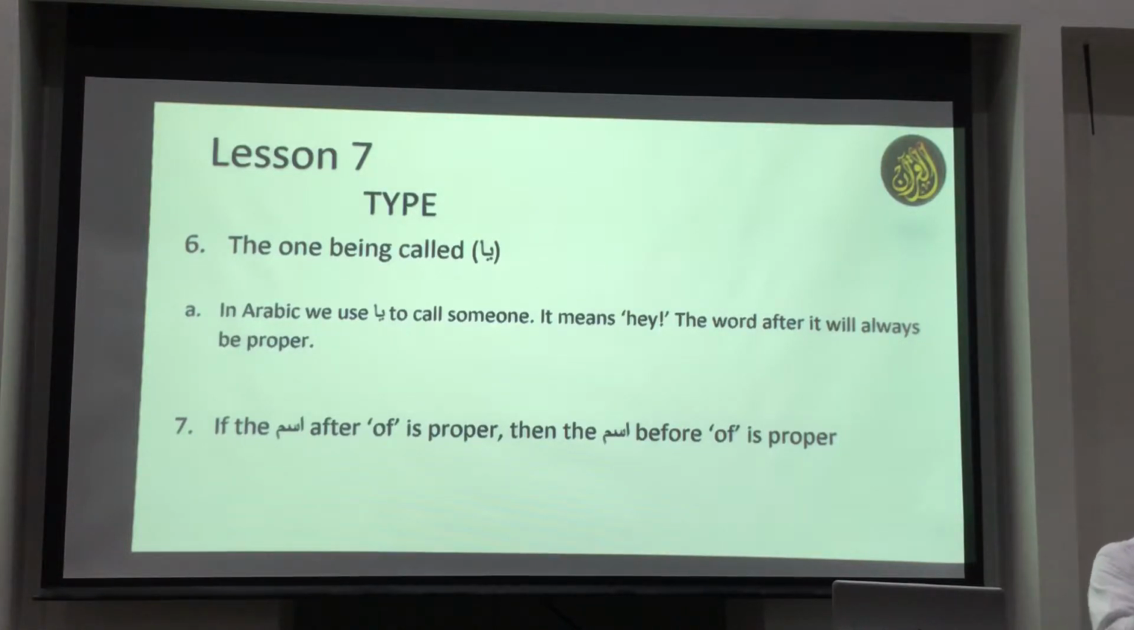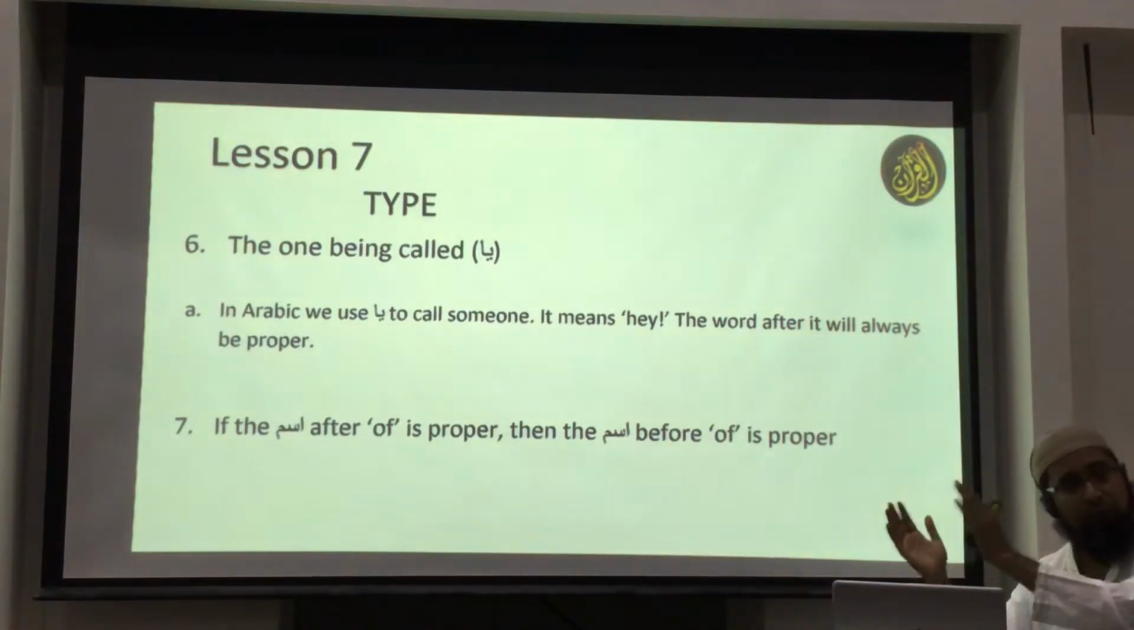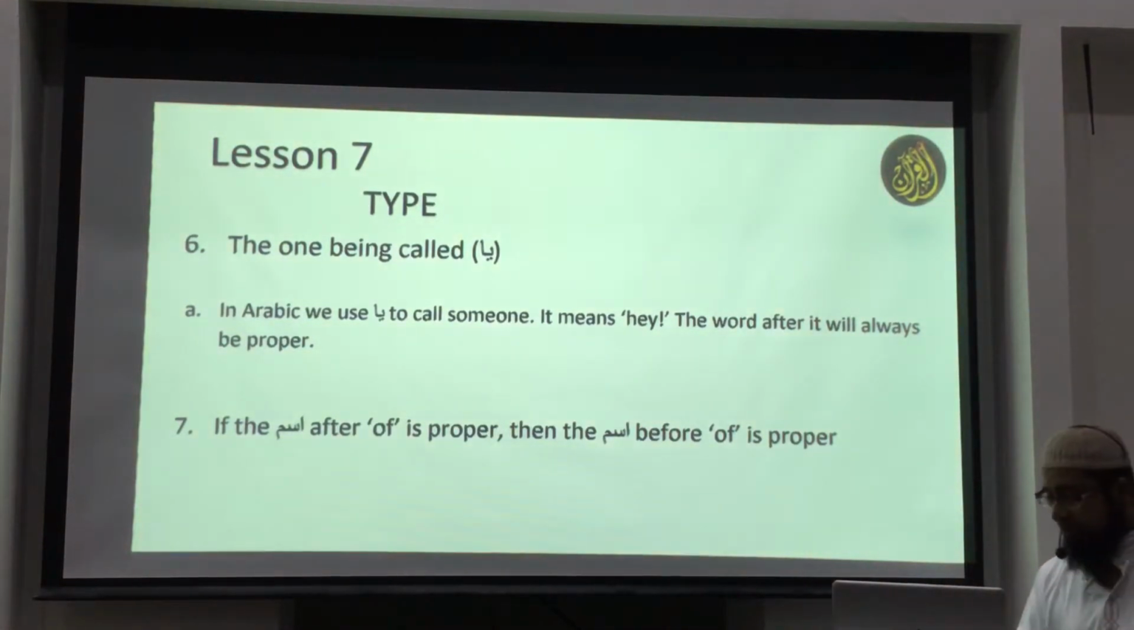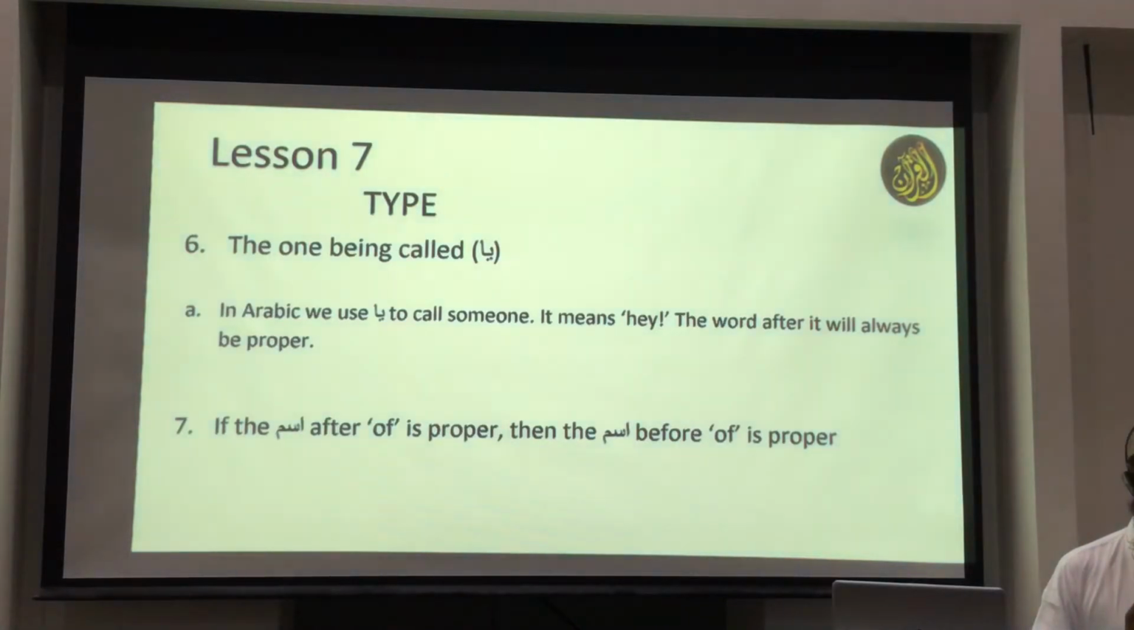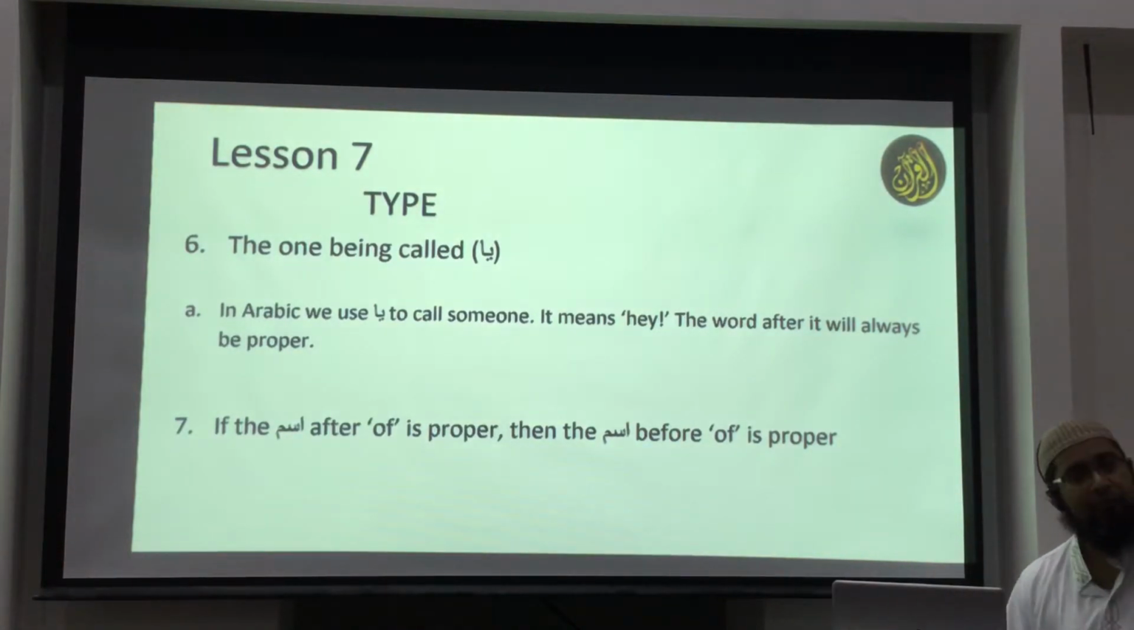If the masjid is proper, because I said of the masjid, and I said before that "al" makes things proper. Or you can say the book of Quaker Hill Mosque. So if Quaker Hill Mosque is proper, then the first part before the "of" will also be proper. The laptop of Ronnie. Ronnie is a proper name. So if Ronnie is proper, obviously the laptop will be proper.